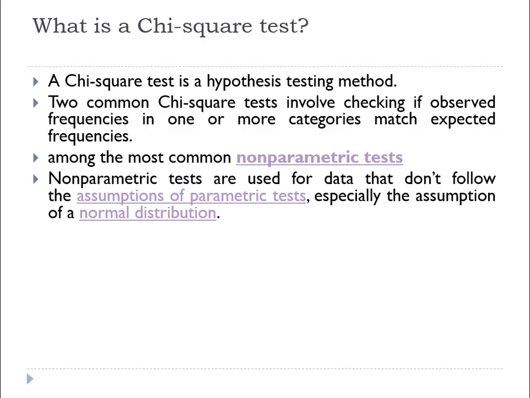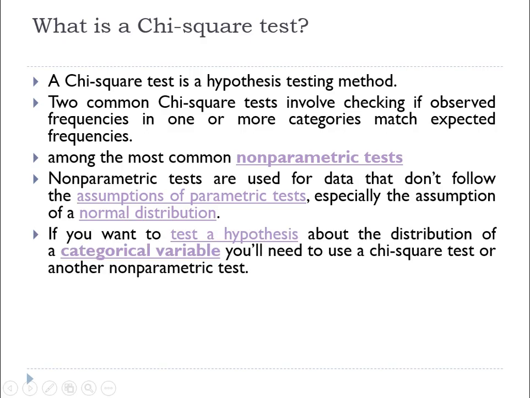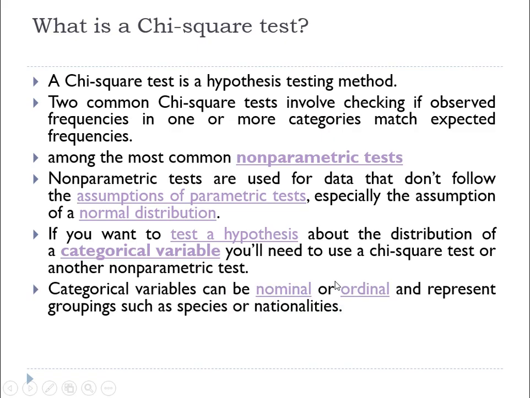We saw that, right? In z-test we assume the data is a normal distribution, and in t-test we assume that the data follows a t distribution. But in chi-square test there are no such assumptions, and hence it is a non-parametric test. So if you want to test a hypothesis about the distribution of categorical values, then you can go for chi-square test or any other kind of non-parametric test. So basically when you are doing hypothesis testing for a categorical variable.